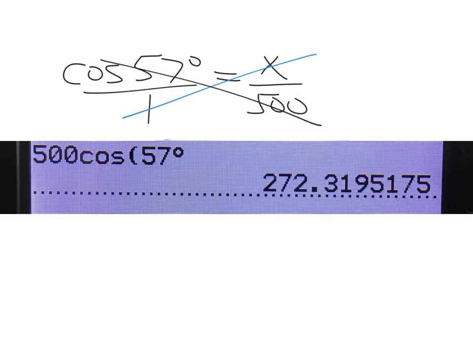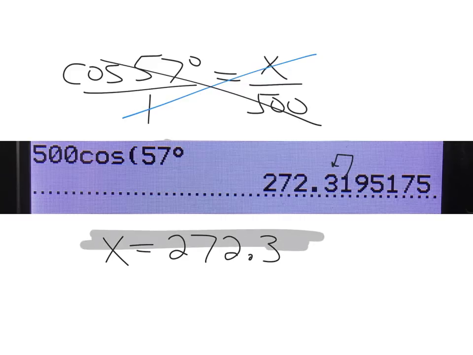So how far is the ladder from the wall? We're finding a side of the triangle, so we always round to the nearest tenth. So the 1 is going to keep the 3 the same. So here we're going to have 272.3.